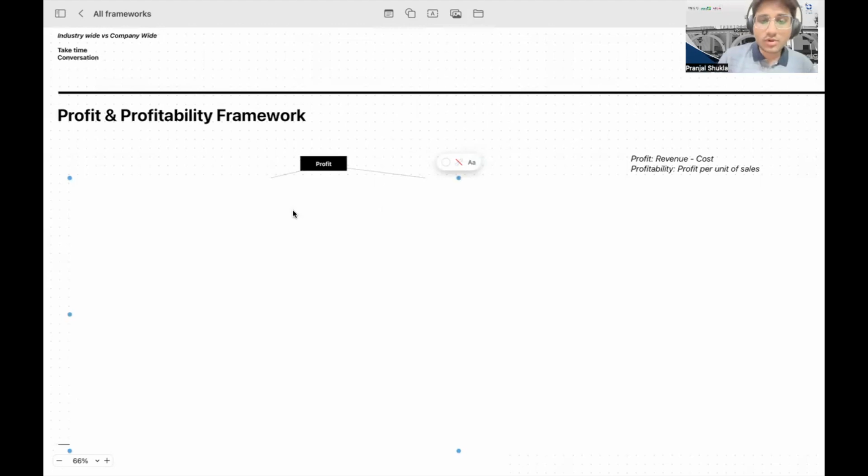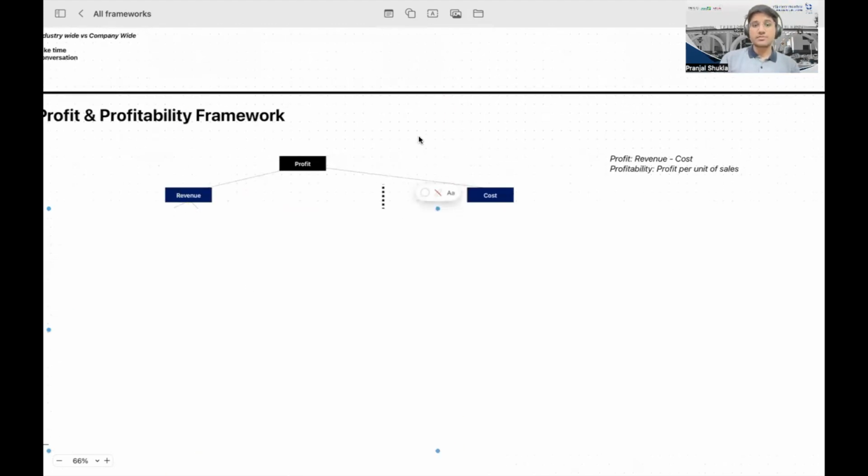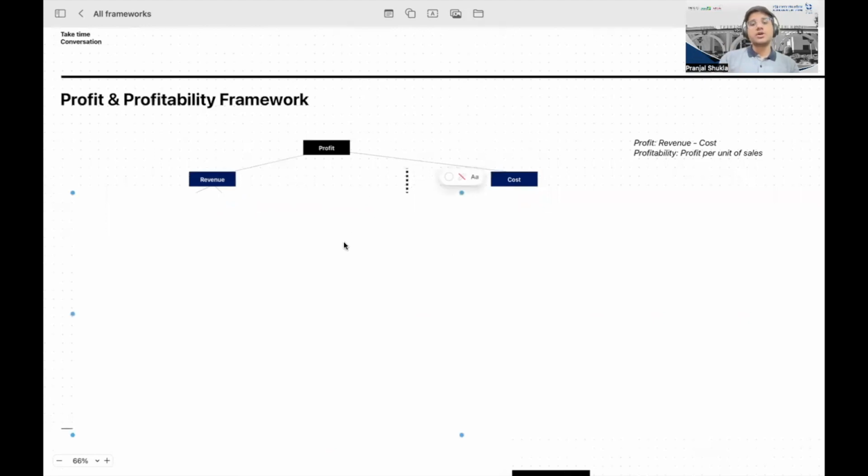Right. So when we talk about profit, the first line of solution comes when we divide profit into revenue and cost. This is level one. So when the case says that there's a decline in profit, identify the issue. Then you will have to say that I believe the problem could either be on the revenue side or the cost side. Which side do you want me to explore first? So this is the first conversation point that you will come up with.